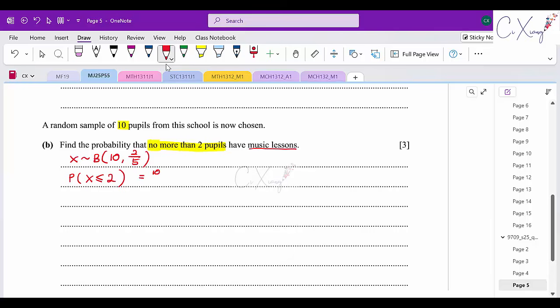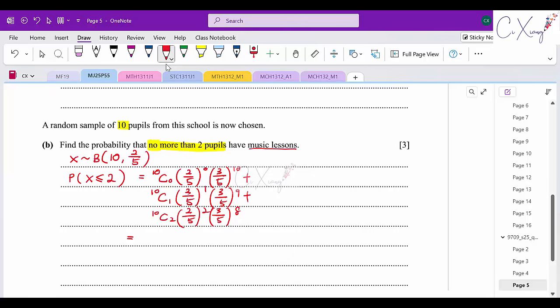So x equals 0 gives you 10C0, 2 over 5 power 0, then 3 over 5 power 10. After that, x equals 1, it will be 10C1, 2 over 5, which is the p, power 1, then q is 3 over 5 power 9. Then 10C2, 2 over 5 power 2, then 3 over 5 power 8. Yeah, so it is up to and including the 2, right? So you cannot have x equals 3 anymore because the symbol here is x smaller than or equal to 2.